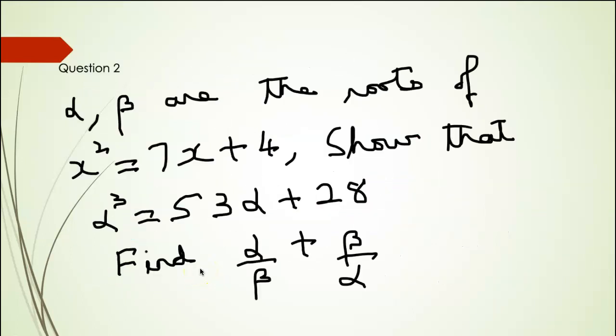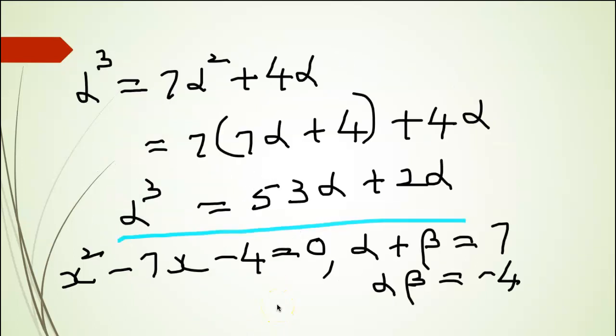Going back to the question, you have to find alpha by beta plus beta by alpha. So alpha plus beta will be minus b by a, which is 7. Alpha into beta is c by a, which is minus 4.